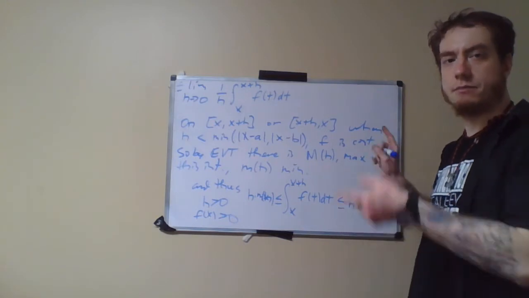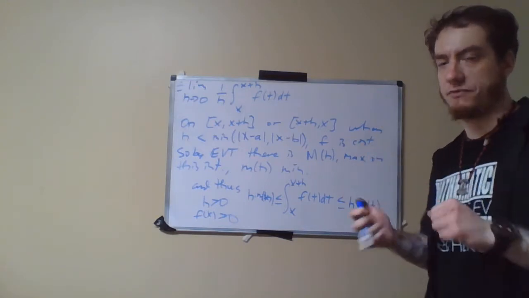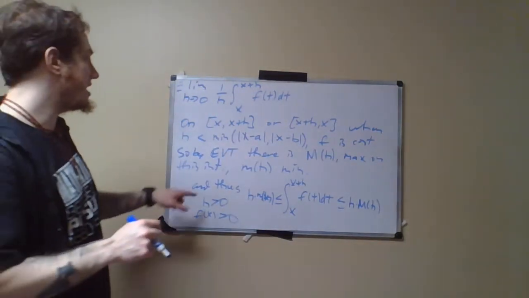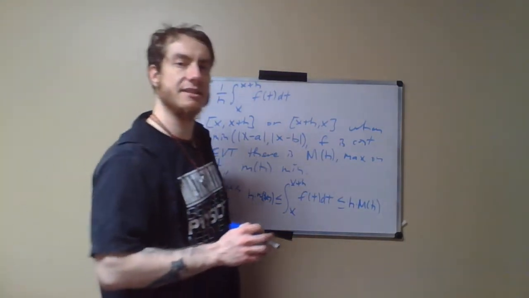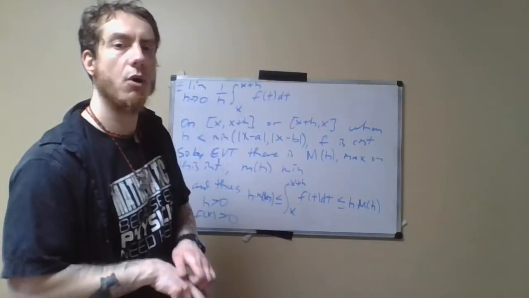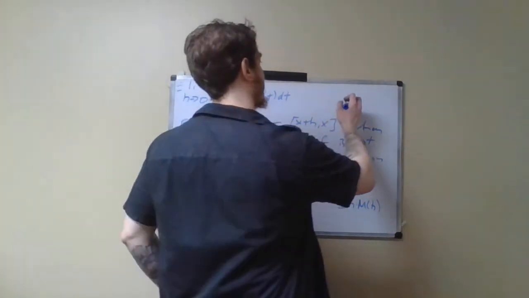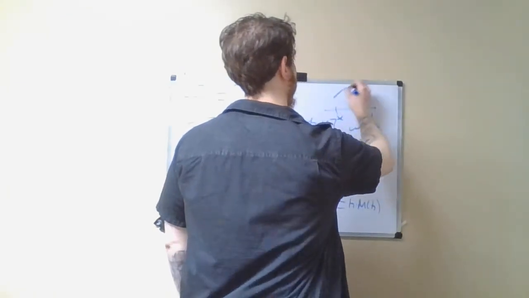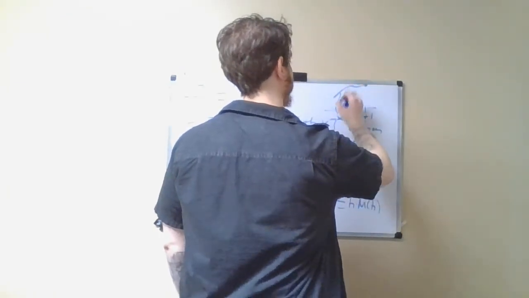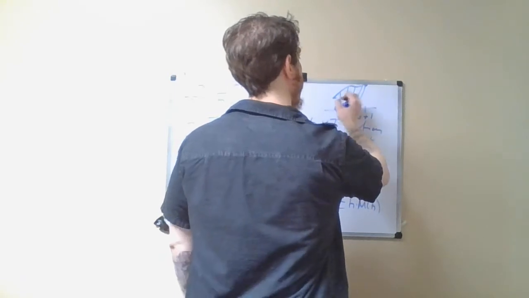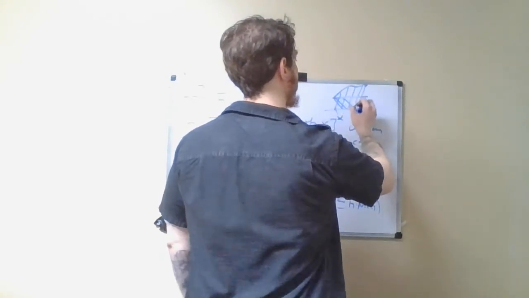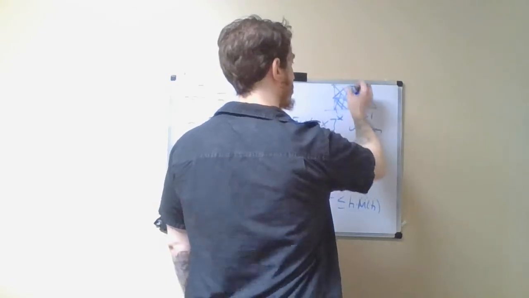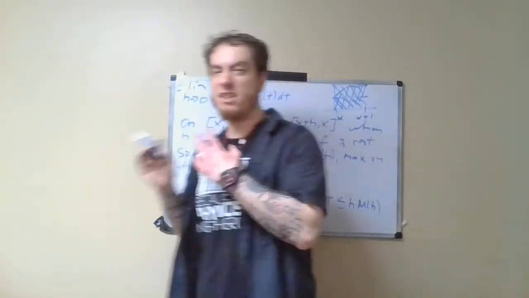It's just that they might flip the direction of the inequalities. But otherwise, everything is fine. And graphically, it's kind of easy to see what's going on here. What we are saying is that from x to x plus h, if I have some function here, the area of this region has to be sandwiched between the area of this smaller rectangle and the area of this larger rectangle. So that's really what this is saying.